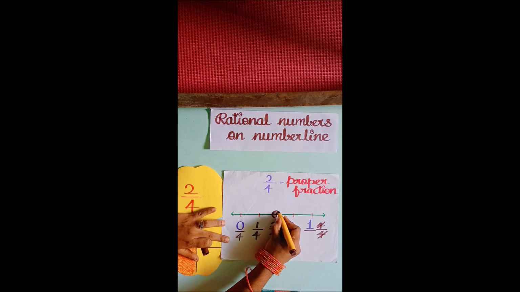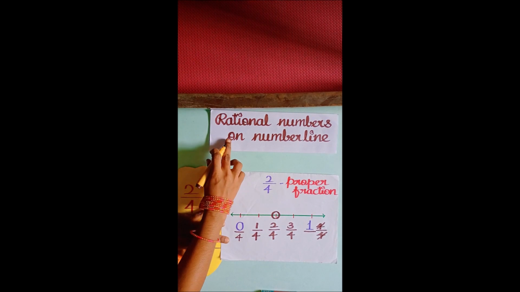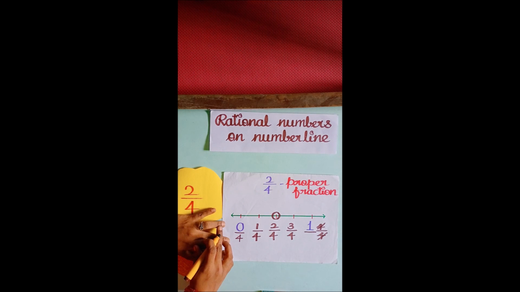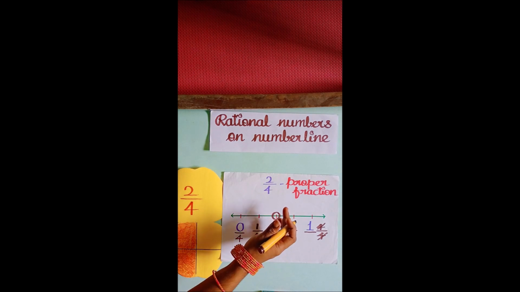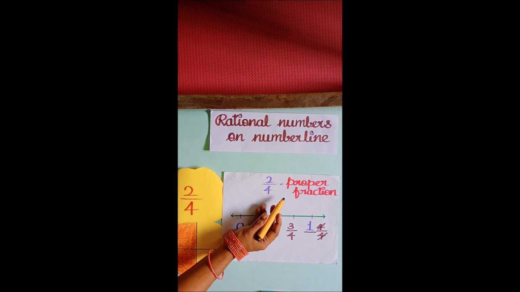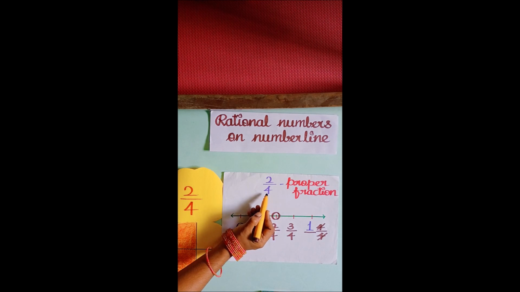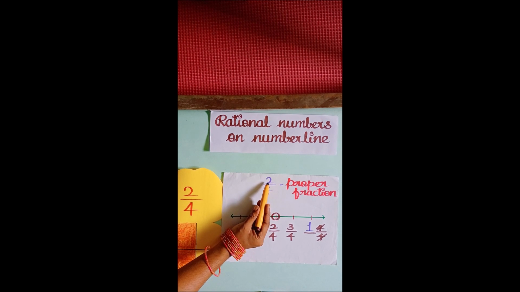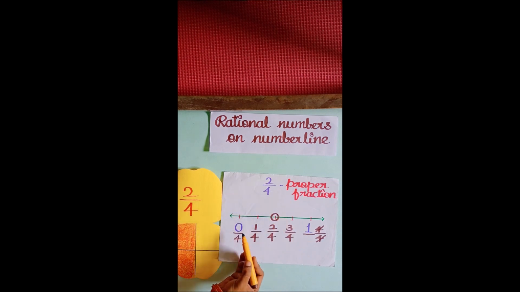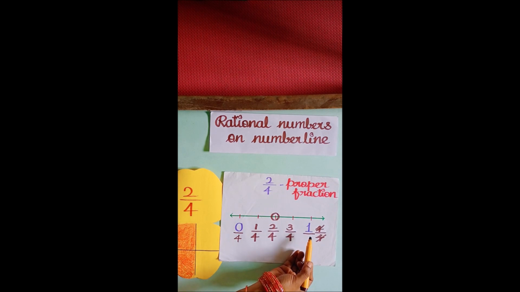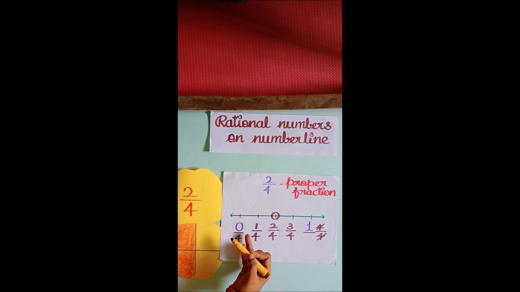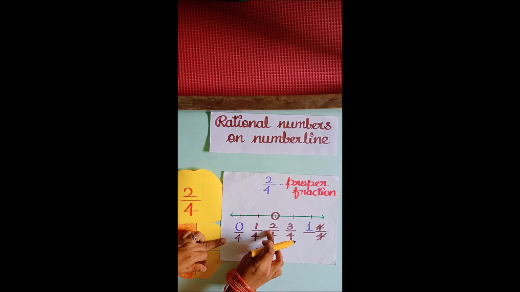So this is the representation of a proper fraction on a number line. Okay, listen carefully. How can we say this is a proper fraction? You have to look at both numerator and denominator. If your numerator is less than the denominator, here 4 is greater than 2, so we can say it lies between 0 and 1. Which statement is correct? Less than 1 and greater than 0.